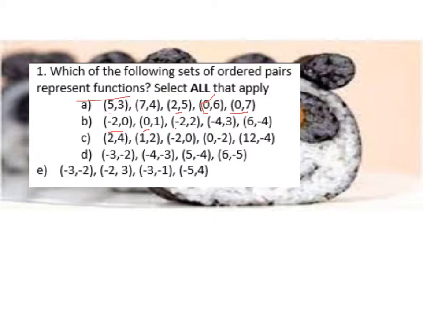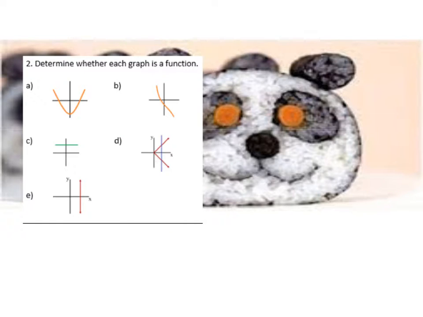Negative 2, 0, negative 2, not a function. 2, 1. Negative 2, 0, 12. That is a function. So far we have C. Negative 3, negative 4, 5, 6. That is a function. And last one, negative 3, negative 2, negative 3. So it looks like the answer in this case is C and D, because of course the x values do not repeat.